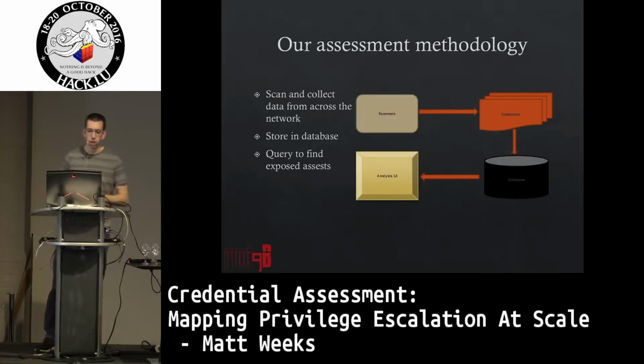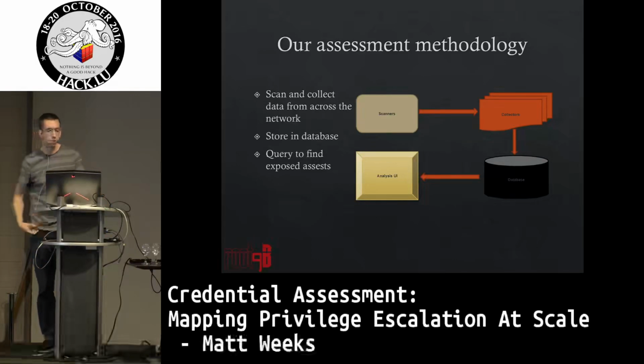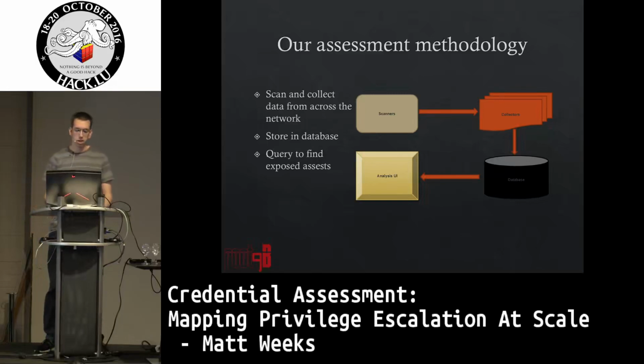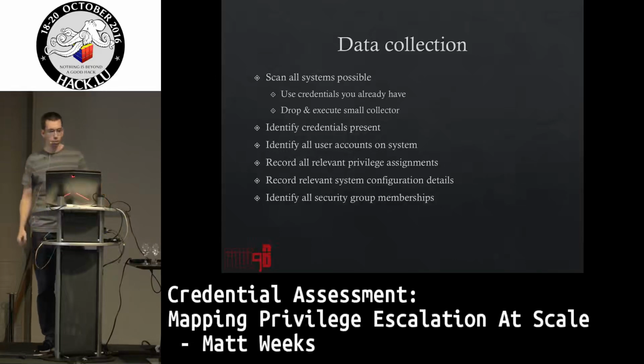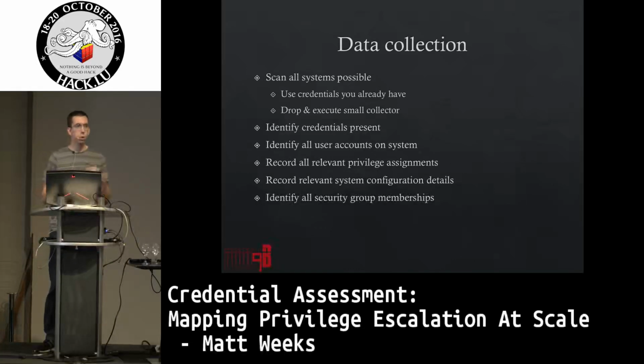So first, we scan and collect data from across the network. Here's your simple, meaningless hand-wavy diagram. We run a collector on each of the boxes. That all comes back into a database, and then we do queries on it to make the nice graphs and things. So for data collection on each of the systems, this type of assessment works best as a white box assessment. So we'll start with credentials and an account that someone has already given us, so we have rights to do this.